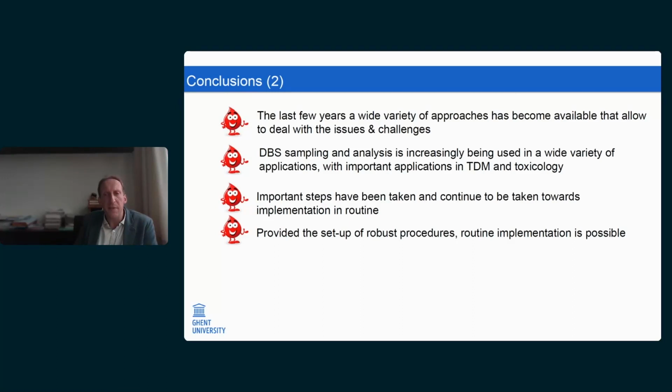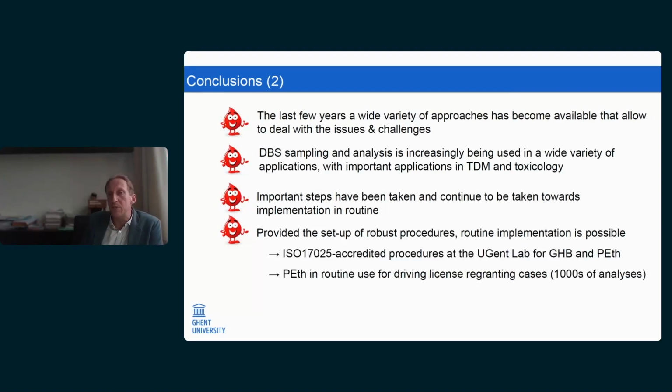For instance, if I just take in the context of my lab, we've set up robust procedures and have routinely implemented this. For instance, we have an ISO-accredited procedure for drugs of abuse, for GHB, but also for the alcohol marker phosphatidylethanol. And for instance, this phosphatidylethanol determination, we have it in routine use for driving license regrouting cases. So we get samples from all over Belgium, but also actually from abroad, dry blood microsamples, and we do currently thousands of these analyses on a yearly basis.